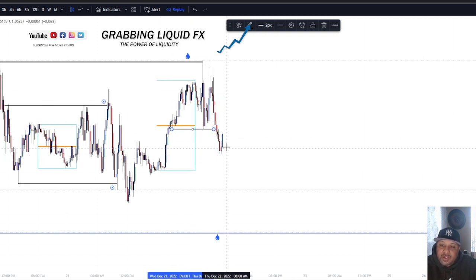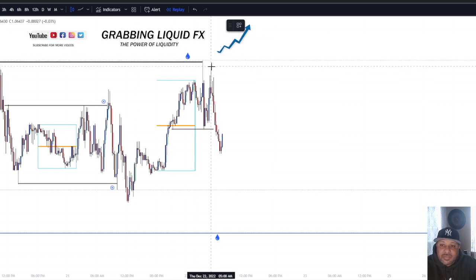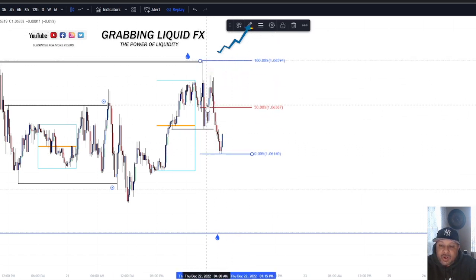And so me understanding that now and realizing that we have this market structure shift, my coffee is made, I'm in front of the computer right here. I understand that we have this market structure shift, this breaker structure, and a feeling of imbalance that's about to happen. So what I immediately do when I sit down in front of the computer, I get out my Fibonacci. I mark off the 50%. I see where the 50% is.